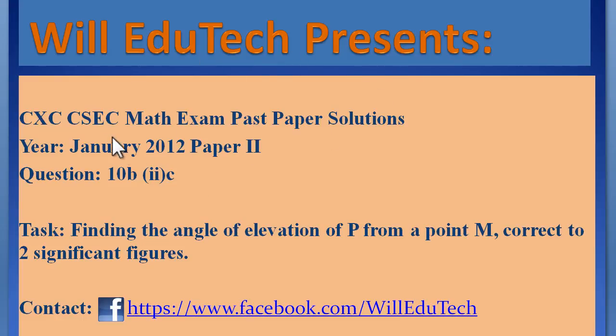And in our CSEC Math Exam Past Paper Solutions, in question 10b, part 2c, you will learn how to find the angle of elevation of a point P from the top of a pole from a point M located on the ground, correct to two significant figures. You will also learn how to use your three basic trig ratios, and that is sine, cosine, and the tangent of an angle, and also how to use your calculator when working with these ratios.